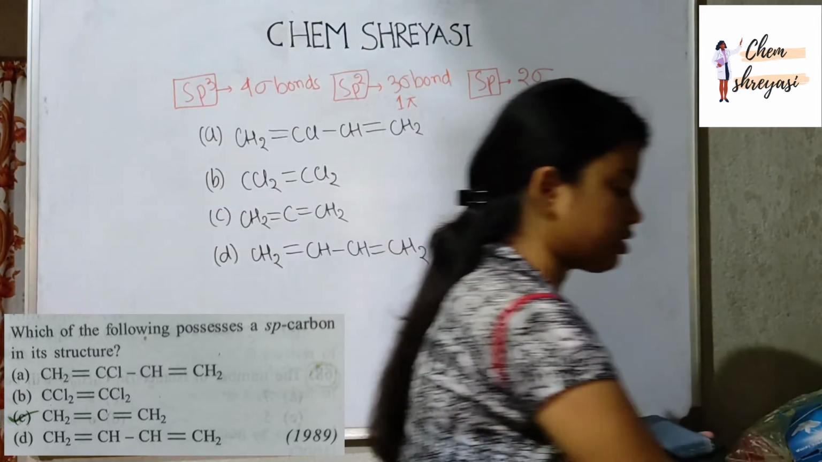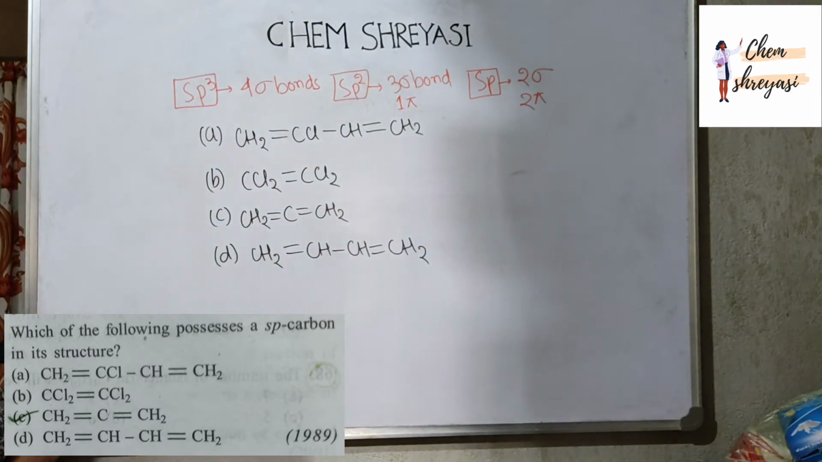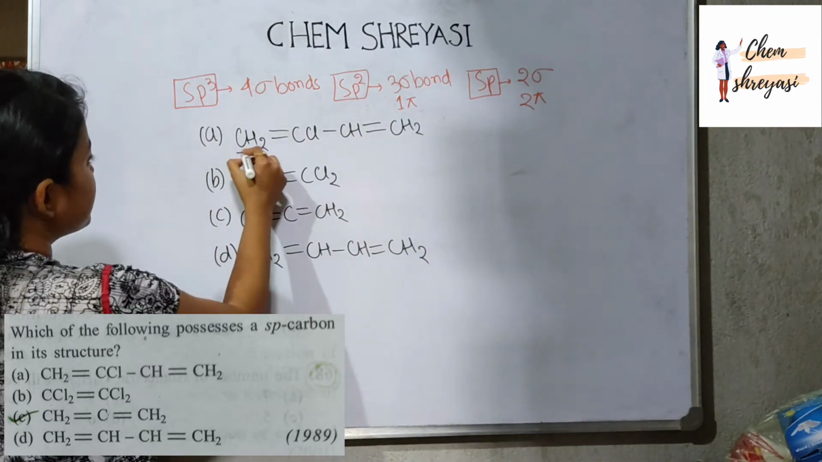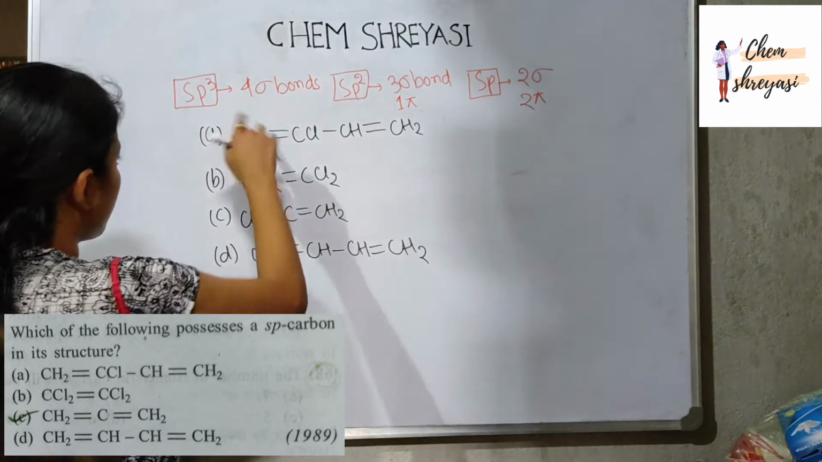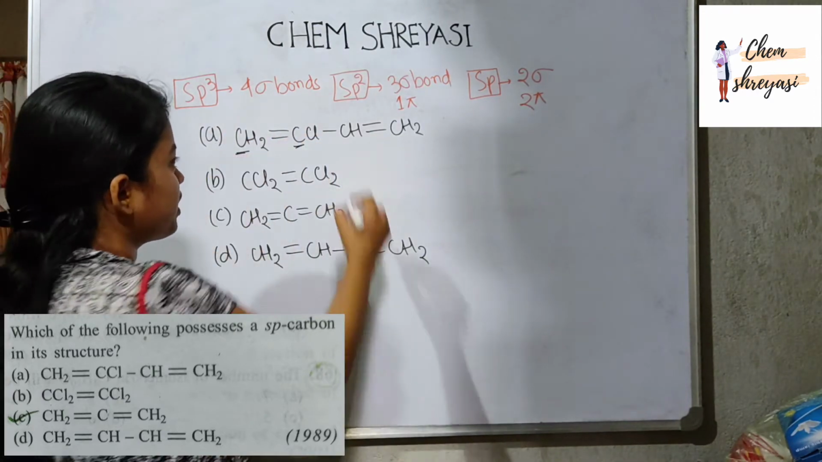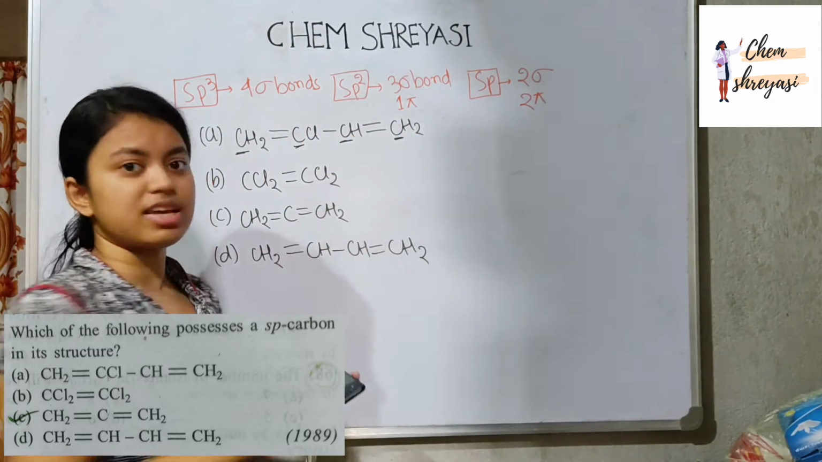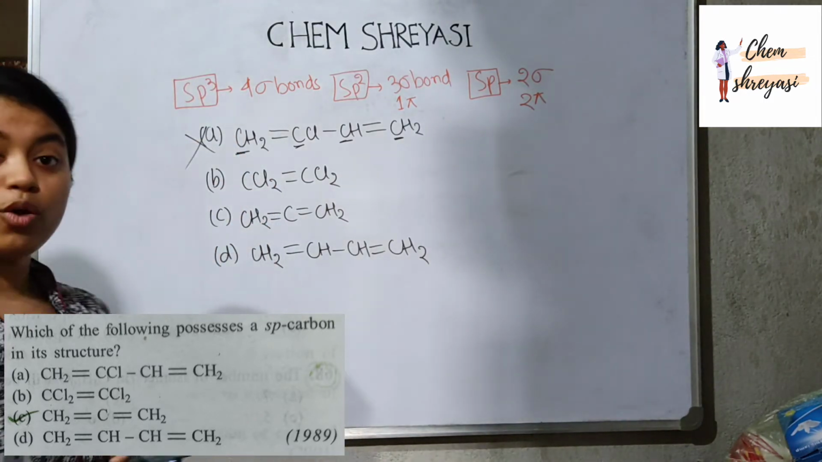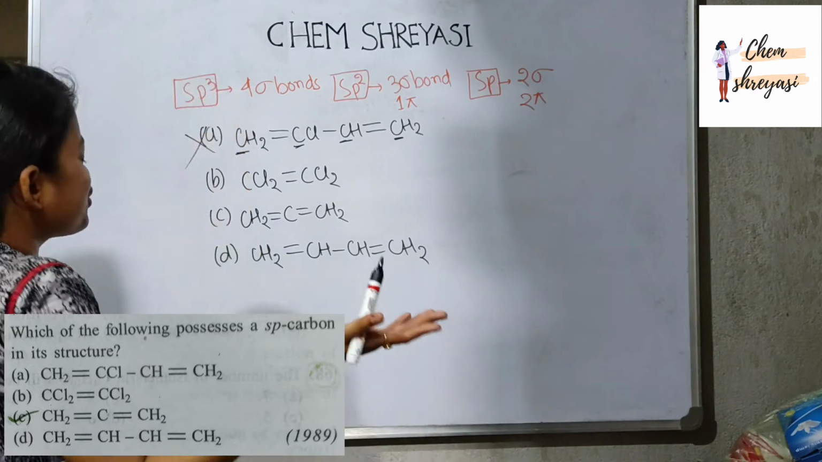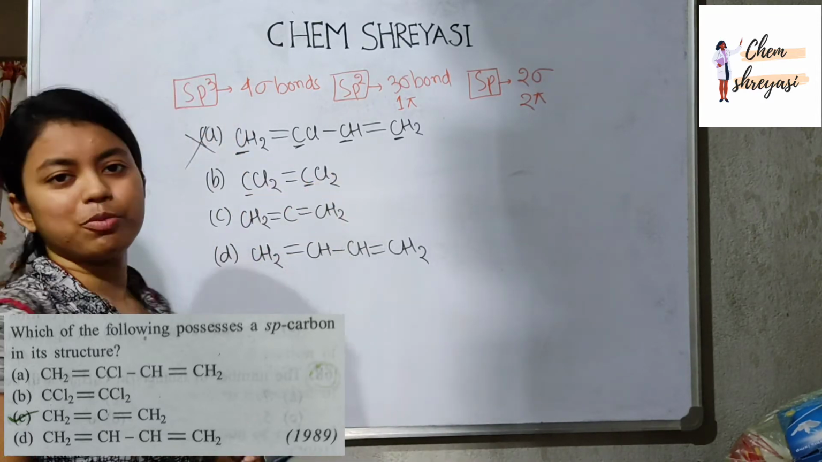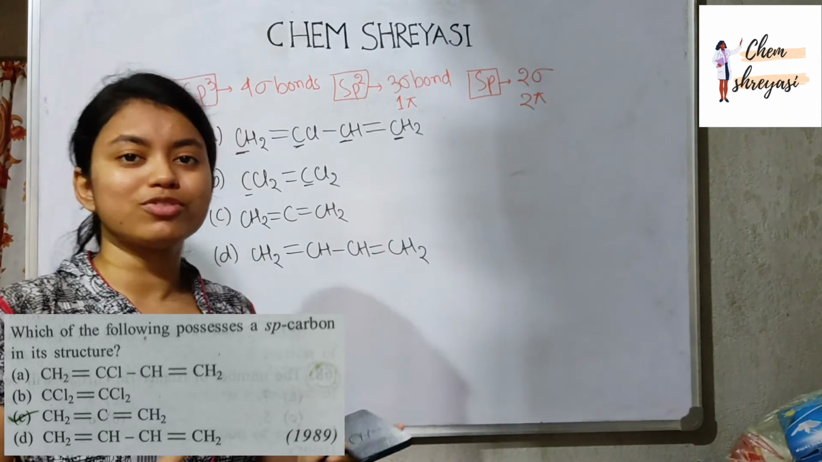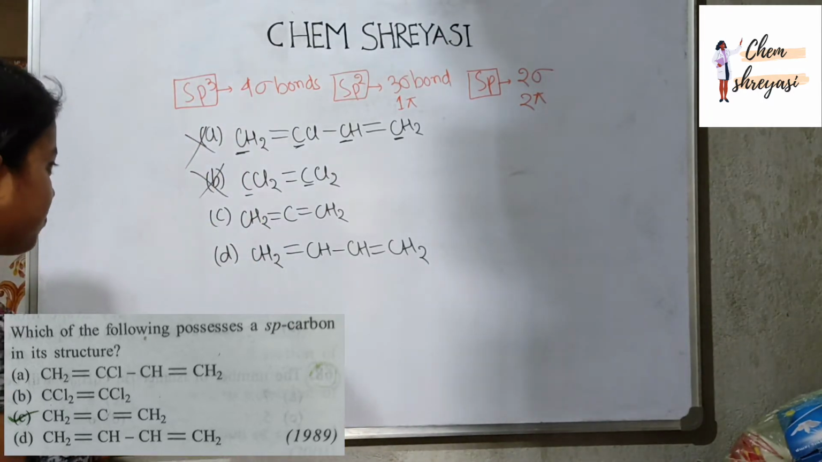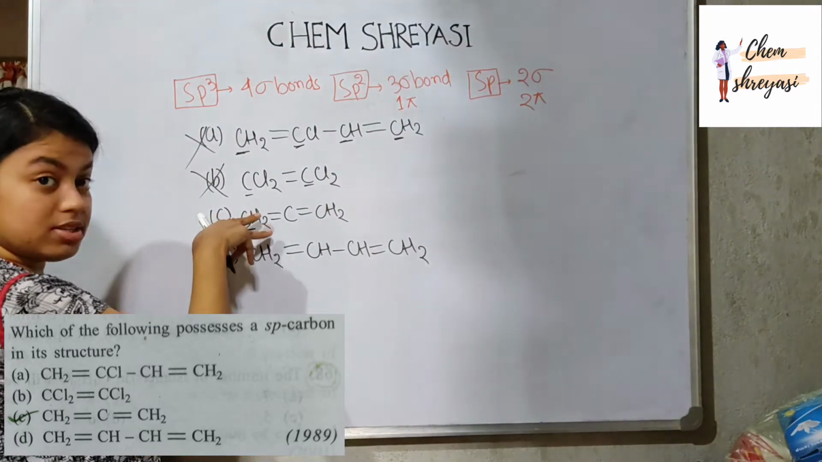So the first option, let's find out the hybridization of this carbon. This carbon is sp2 because it's doubly bonded. This carbon is sp2, this carbon is sp2, and this carbon is sp2. So there is no sp hybridization. Let's cut this out. Now moving to option B. So in this case there are only 2 carbons. Both are doubly bonded to one another. So definitely both of them are sp2. Let's cut this out. In case of option C, this carbon is sp2 because it's doubly bonded.